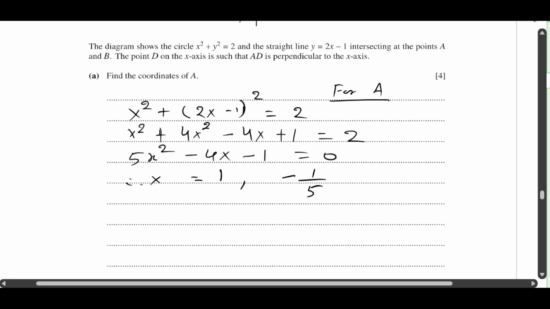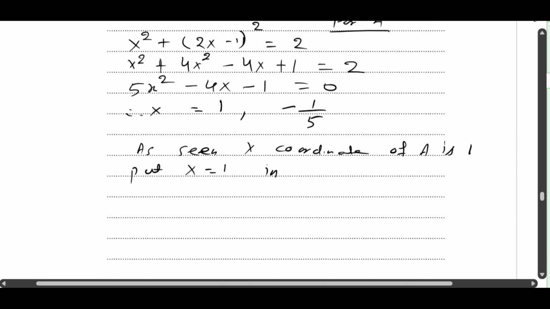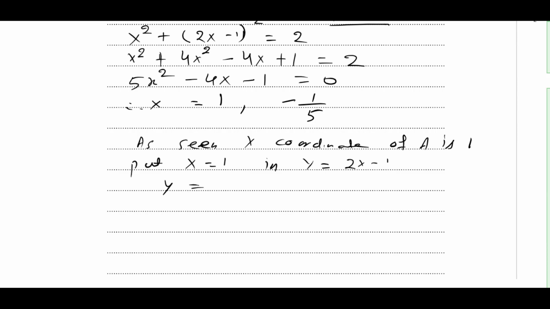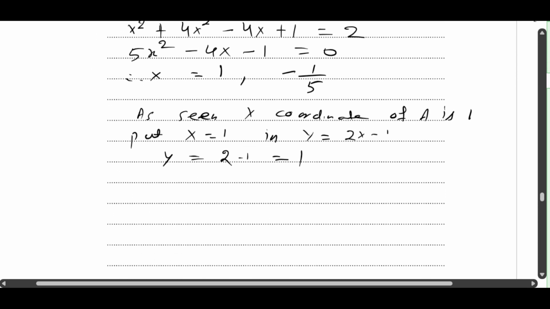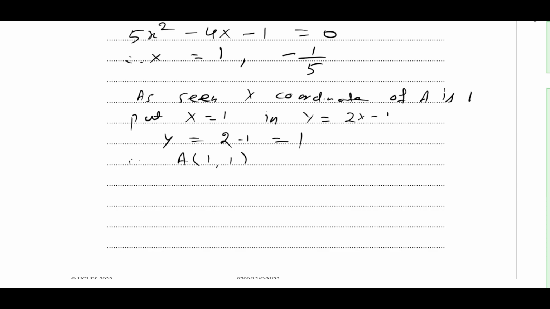So the question is find the coordinate of point A. So as seen, the x coordinate of A is 1. So put x equal to 1 in y equal to 2x minus 1. We will get y equal to 2 into 1, 2 minus 1 is 1. So the coordinate of point A is 1 comma 1. So we are done with A.